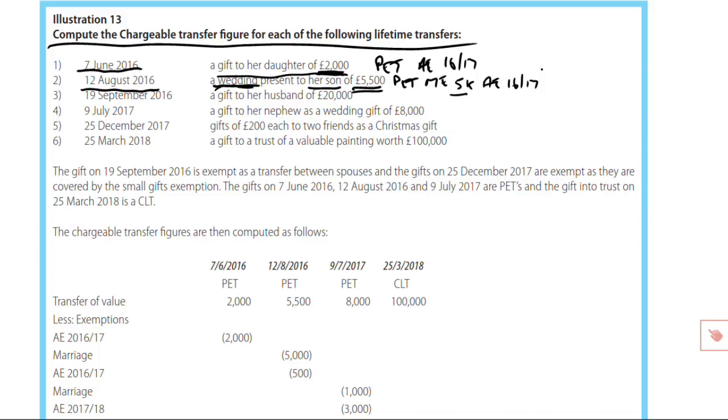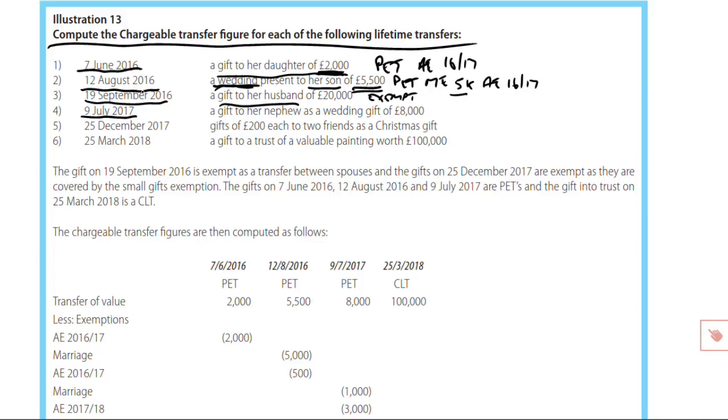On we go. September 16, still in the 16-17 tax year. But it doesn't matter because it's a gift to her husband. Therefore, that is an exempt transfer. No calculations to do, not chargeable now, not chargeable ever. It is exempt. Nor does it use up, of course, any exemptions. On to the next one.